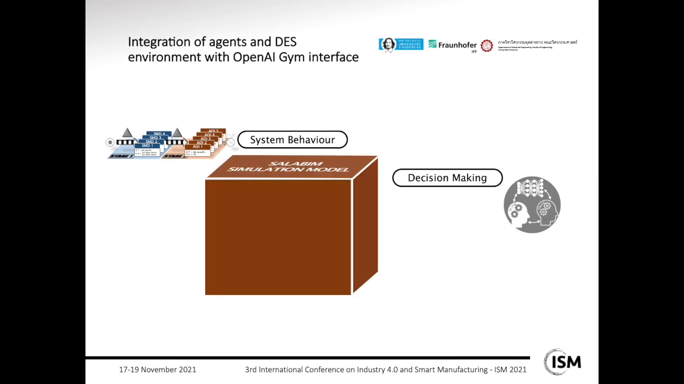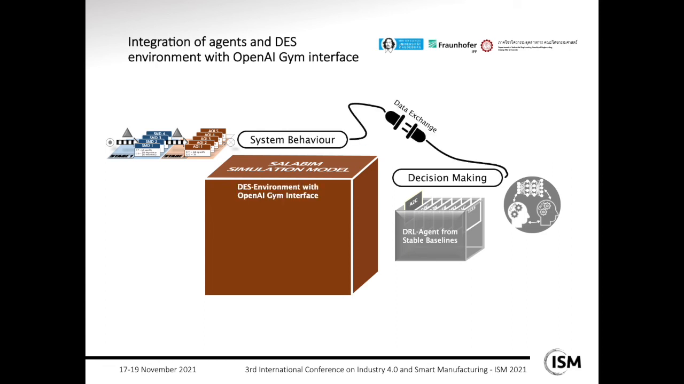The system behavior is simulated with a Python-based Salabim simulation model, and the decision making is done by a deep reinforcement learning agent from the Stable Baselines library, which provides several deep reinforcement learning agents that can be used together with certain environments. These system and decision-making tools need to communicate with each other, and therefore we use the OpenAI Gym interface, which allows customized environments to communicate with our agent model.